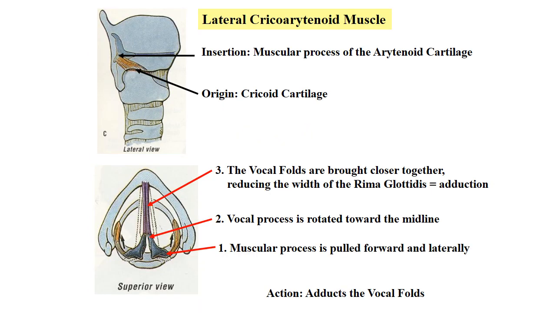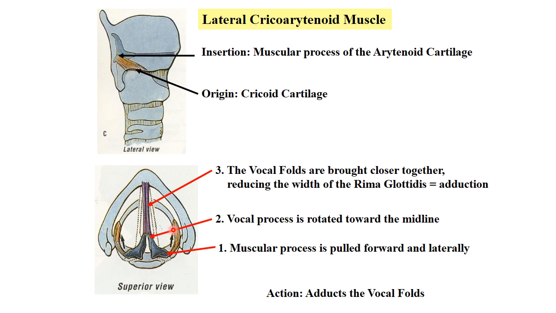Another muscle, lateral cricoarytenoid. I told you there was another cricoarytenoid, but the same way, this muscle takes its origin off the cricoid cartilage and inserts into the arytenoid cartilage. But this time it does it from the opposite direction, whereas the posterior cricoarytenoid took its origin here and inserted into the muscular process here. The lateral cricoarytenoid takes its origin off the cricoid cartilage here and inserts on the muscular process from the opposite direction.